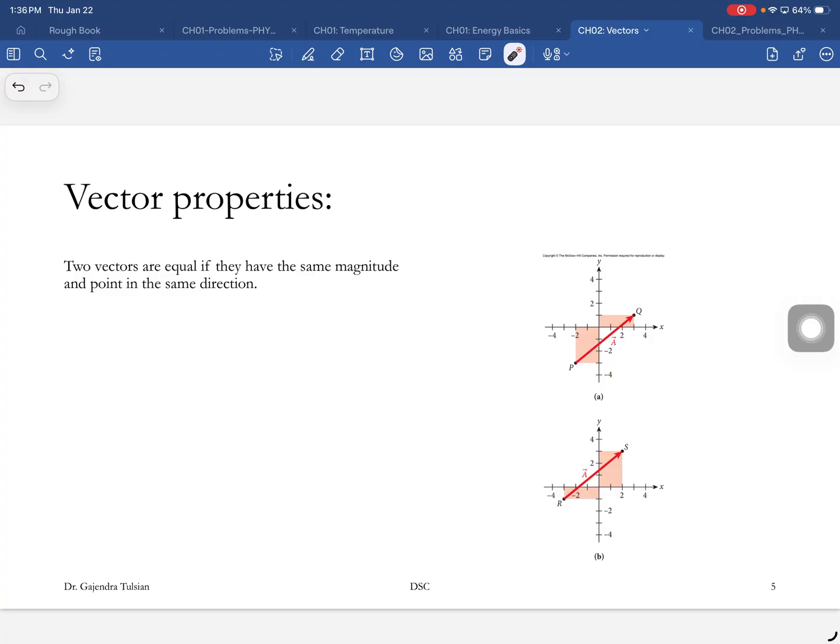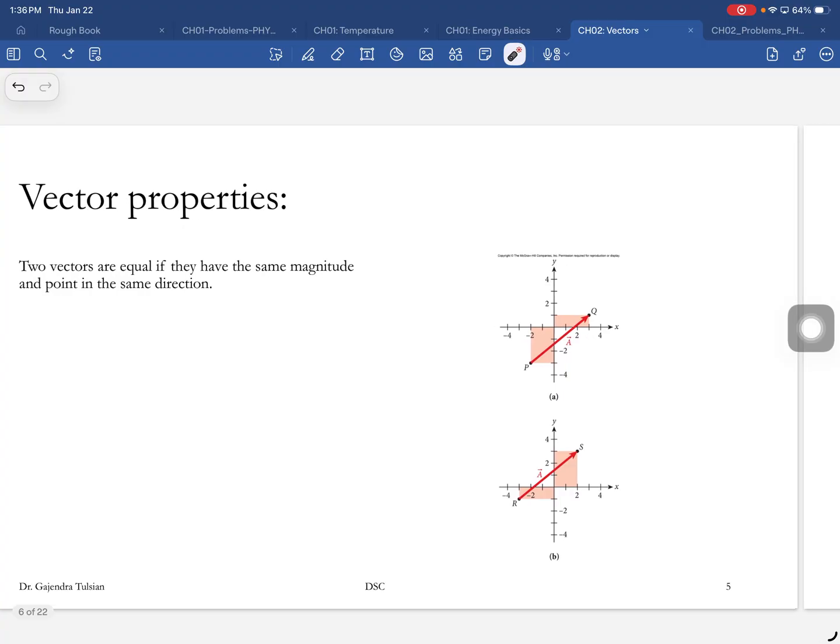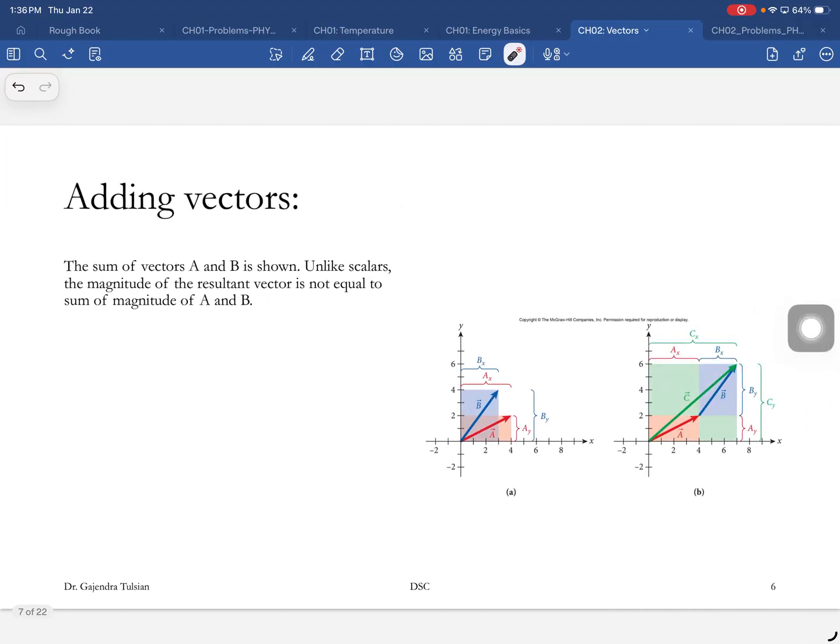All right. So A plus B, here is A, and there is B. A plus B is C. This is B plus A. There is B plus A, and you get the same result.